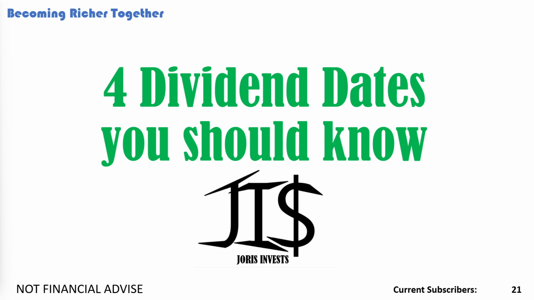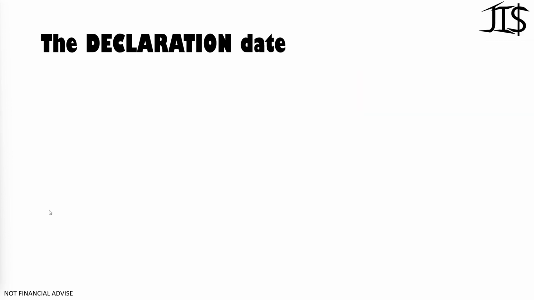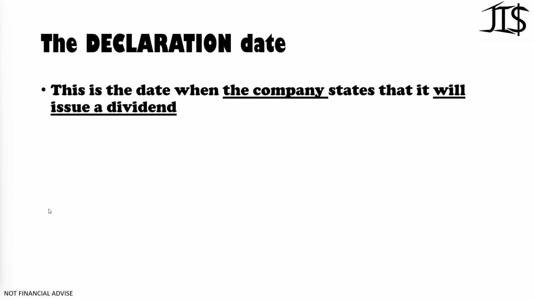So the first date is the declaration date, and on that date the company states that it will issue a dividend. But it's a bit tricky because most of the time when they made their annual reports for 2023 and they reported it in February or March, in that annual report they most of the time already announce which dividend they are going to pay out and more or less when they are going to pay it out.